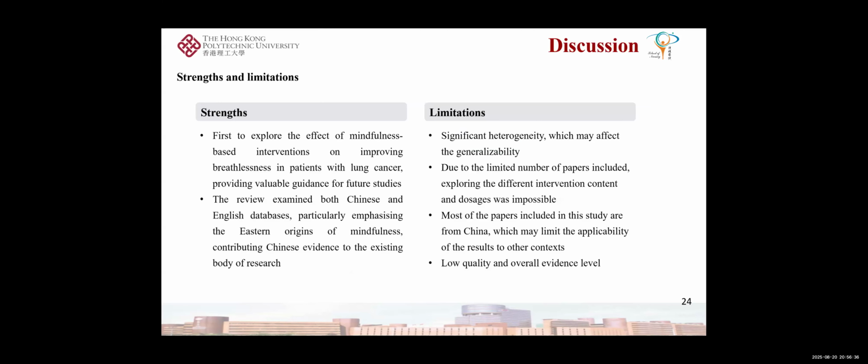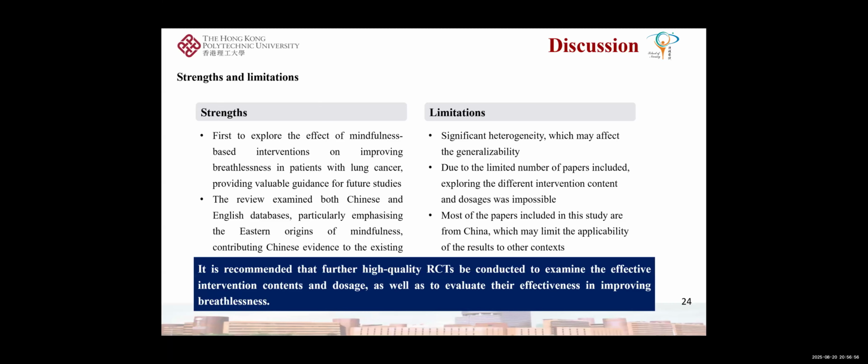This review is the first to explore this topic, and may provide valuable guidance for future studies. However, we also have some limitations. For example, the significant heterogeneity, limited number of included studies, and low quality and evidence level. But we can see that mindfulness holds the potential to relieve breathlessness in the future. Due to the low quality and evidence of this review, it's recommended to conduct high-quality RCTs to examine the effectiveness.